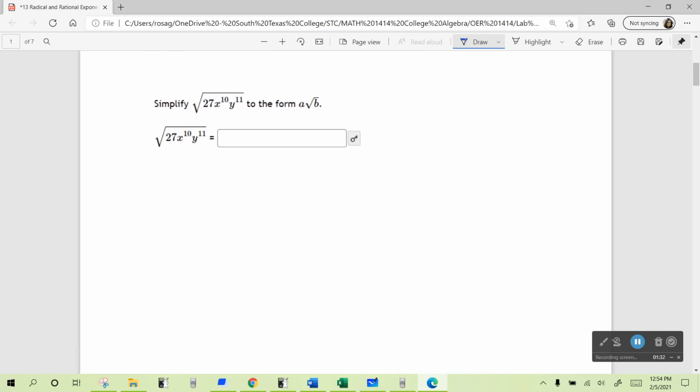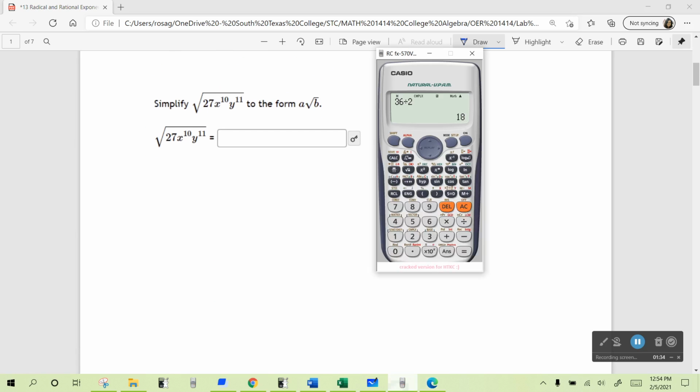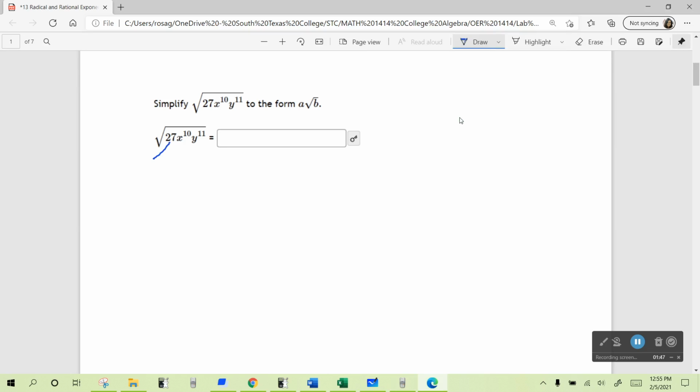Now, here with the 27, the Casio still works. It gives you 3 square root of 3. Now, what happens here is you do have some radicals. So for the 27, it will be 3 square root of 3. Now, if you're saying, Miss, I don't have that one, how do I do it by hand? This is how you do this by hand.